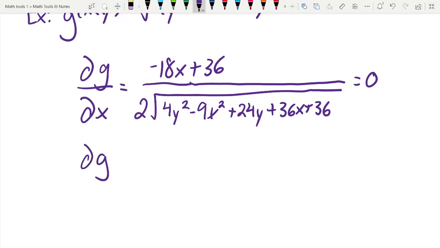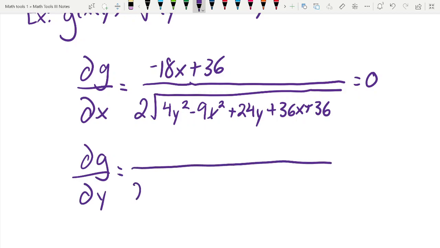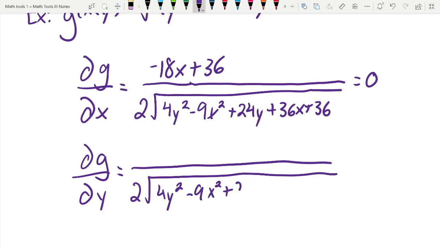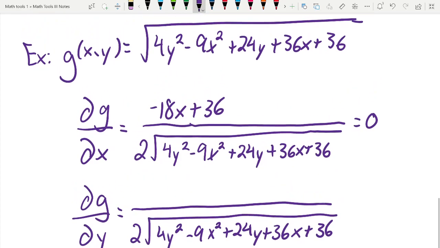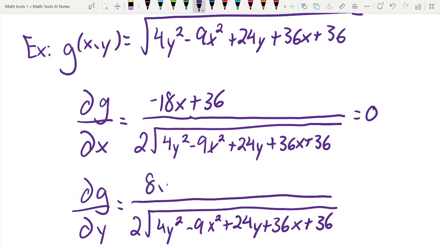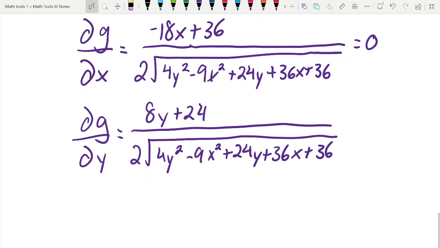But let's go ahead and take this other one first. So the denominator here is going to be exactly the same, because that was just universal just due to the chain rule. Okay. What's going to be different is taking the derivative with respect to y on the inside here. So we have 8y plus 24, and it looks like that's it. And we could cancel 2's out of all of these, but it doesn't really matter. It's not going to change too much here.